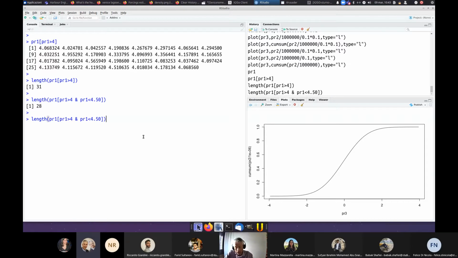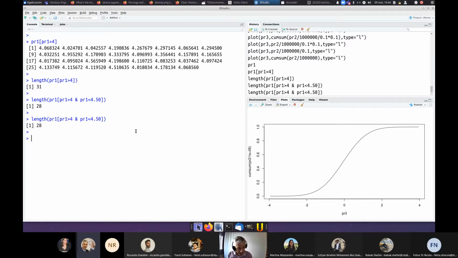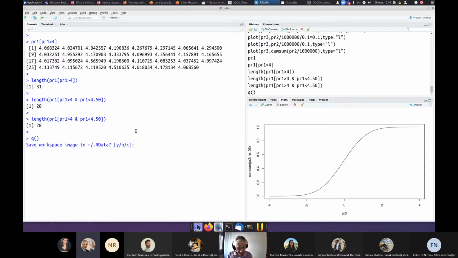On the theoretical ground, I hope that I contributed to make you understand what is a probability density and what is a cumulative probability. So I think that by doing an exercise, it should help you to better understand, okay? At this stage, I would propose to close RStudio and to go back to our web pages with the lectures.